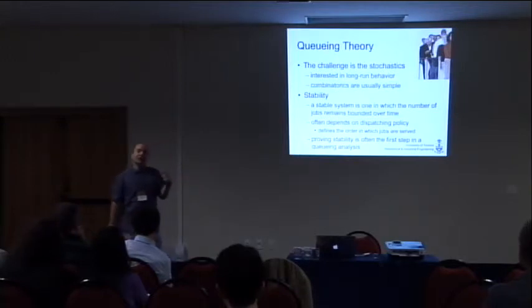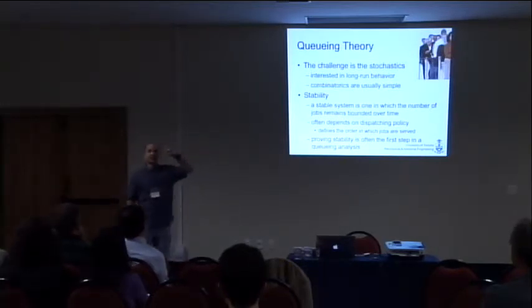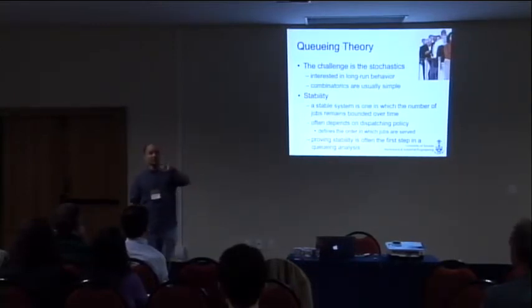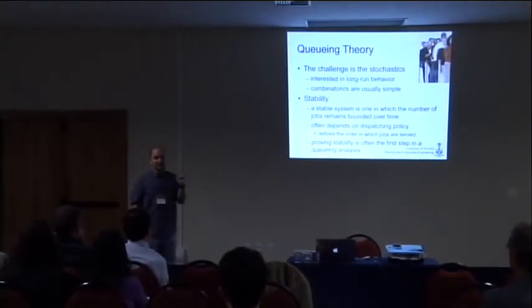So this is typically something that queuing theorists do at the beginning when they're analyzing a system. Before they go further, they want to understand: is this system stable given the arrival rates and the service rates? Often, not always, but often it actually does depend on the decision about how you're going to serve these jobs. So if you pick the jobs out of the queue in the wrong way, it could be unstable, but if you pick them in the right way, it can be stable.